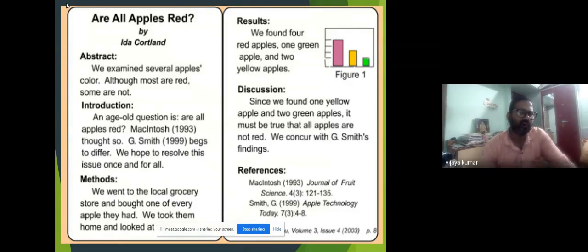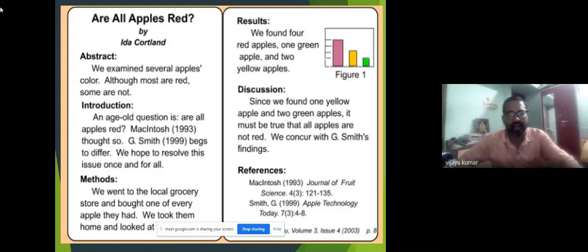And the result is we found 4 red apples, 1 green and 2 yellow, which you show diagrammatically in the results. Now, you say in the discussion that the question I raised, that all apples are red, is not true, because I observed that there are 2 green apples and 1 yellow apple. It's true that all apples are not red, and we concur with Smith's findings. So it's a very, very elementary example. Let us take this example on a professional level.